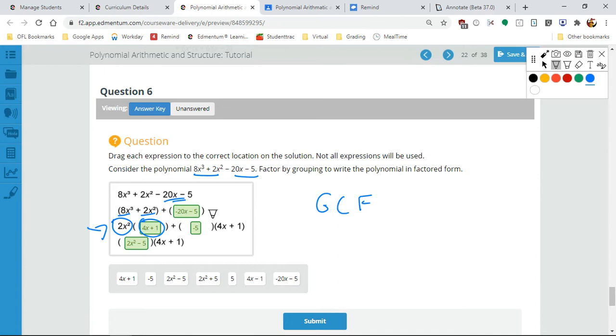This was simple because all they did was just bring it down. Now we're going to look for the GCF here, and that GCF is negative 5. Negative 5 can go into both of them. And then we see that this and this are the same, which is right here. So all we're going to do is combine this term and this term right here. And that's how we drag these in.